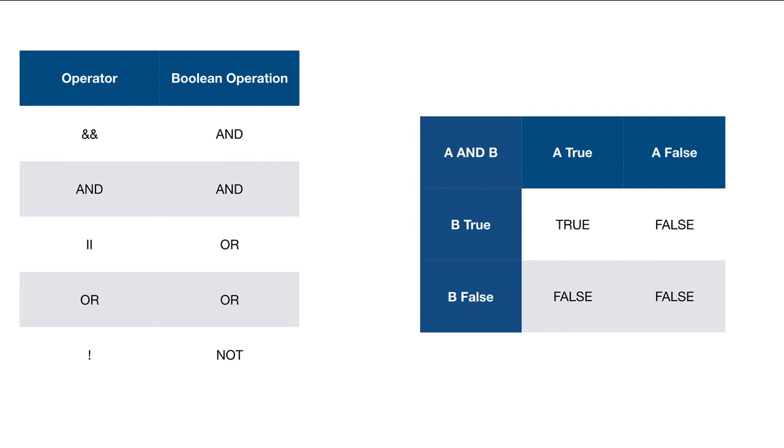The AND operator behaves pretty much as you would expect it to operate in English. If you're used to using AND in English, then it's no problem. So if A is true and B is true, then A and B is true.